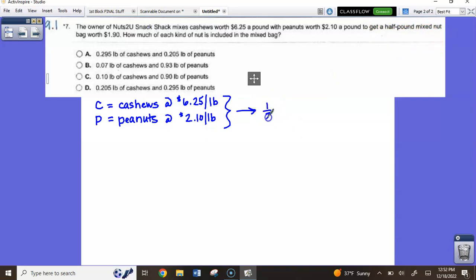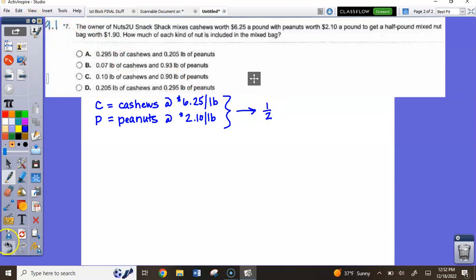So it's only half a pound. I'm actually going to do the decimal. It's only half a pound, so not even a full pound. It's half a pound worth $1.90. And they're telling you exactly what it's worth.